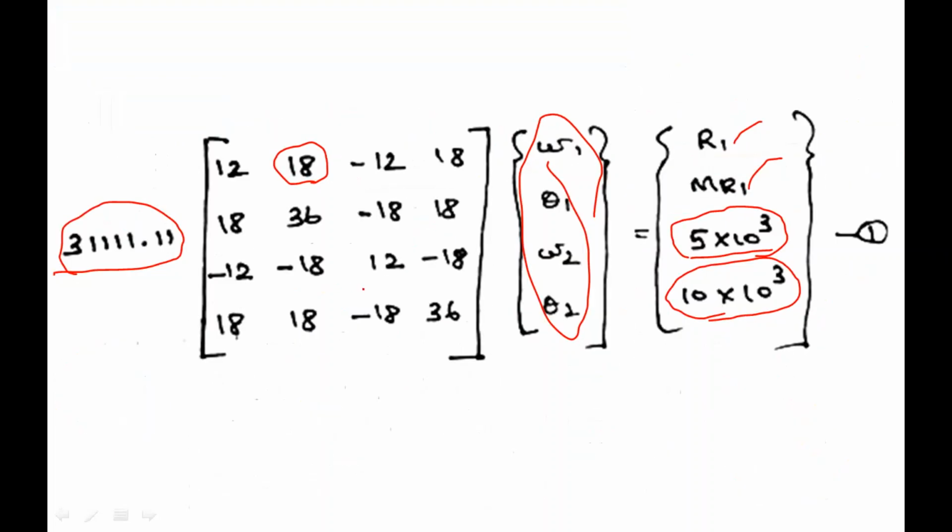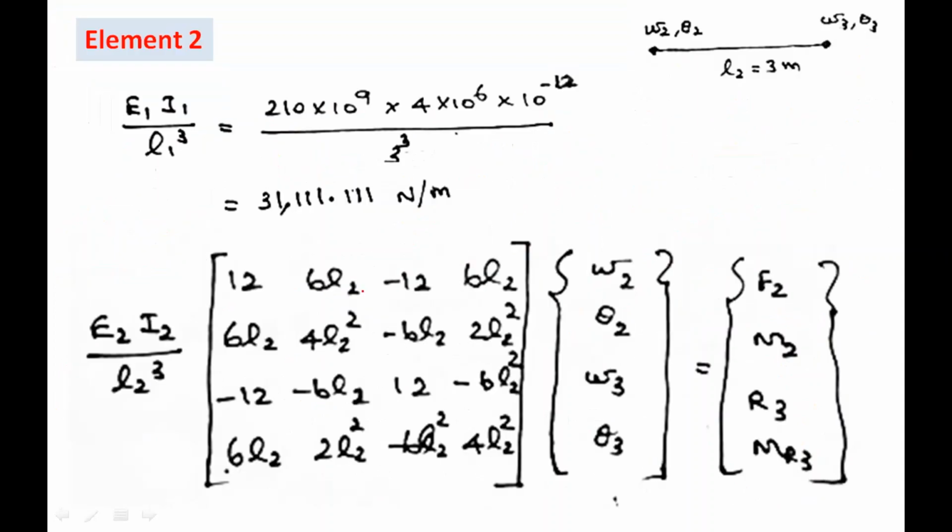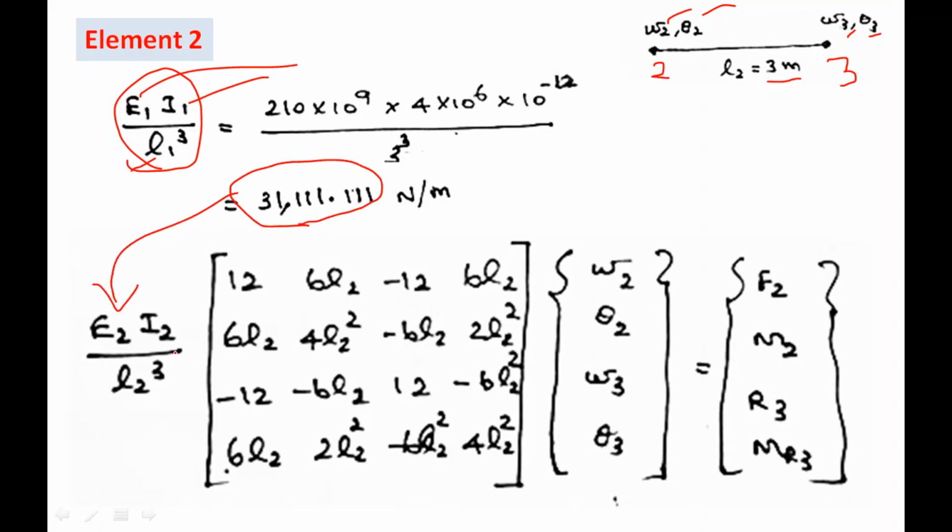Similarly, we have to derive the element characteristic equation for element 2. This is element 2, and the length is also 3 meter. This is node 2 and this is node 3, so the degrees of freedom are W2, theta 2, W3, theta 3. The EI by L cube value is similar to element 1, so we use the same value because there is no change in the Young's modulus, the moment of inertia or the length of the element. E2 I2 by L2 cube is also the same value, and L2 is also 3.